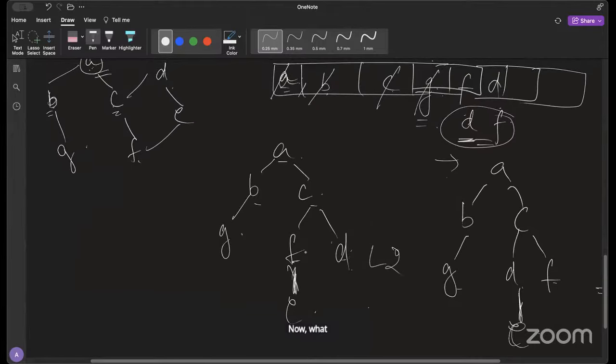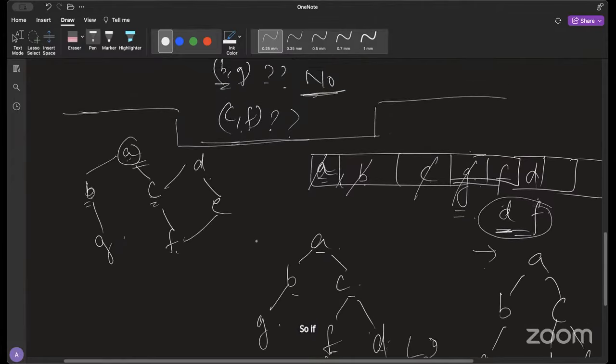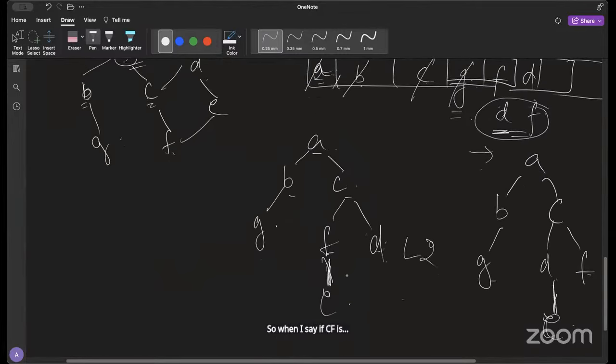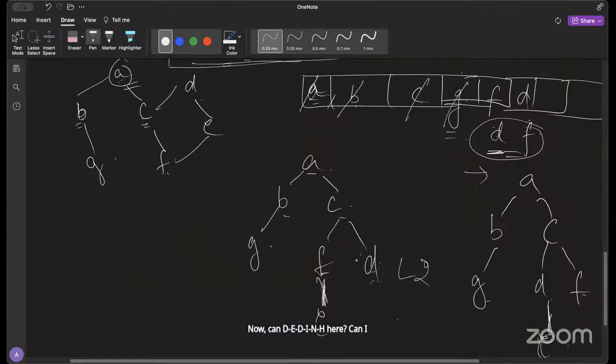Now what we're doing here is, we will be given what order we should take. You can take any order, that doesn't matter. Okay. So when I say CF is, now can DE be an edge here? Can I have DE as an edge?